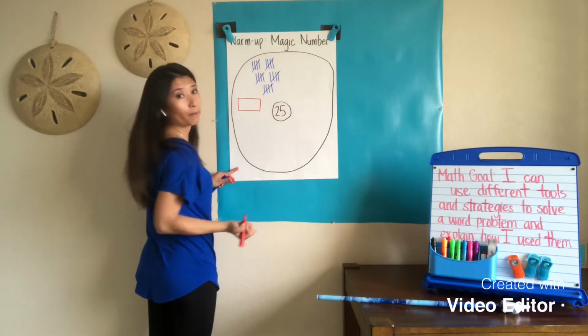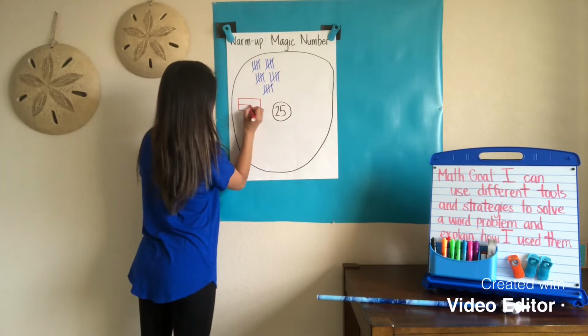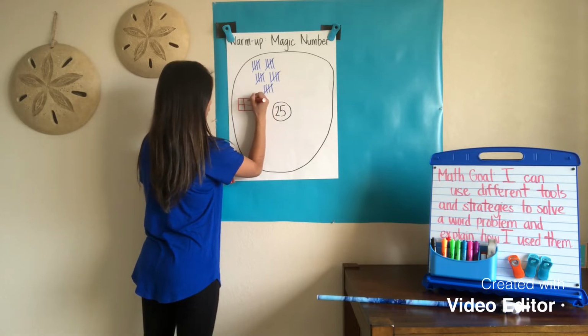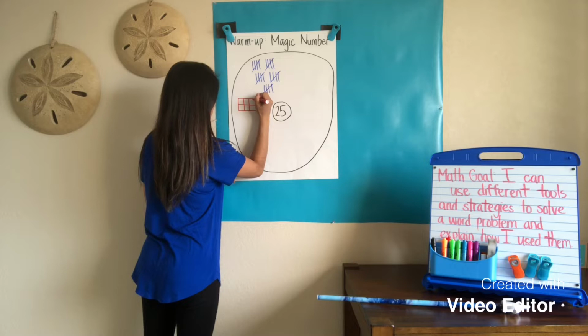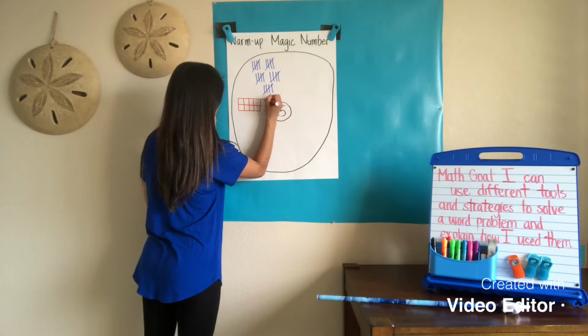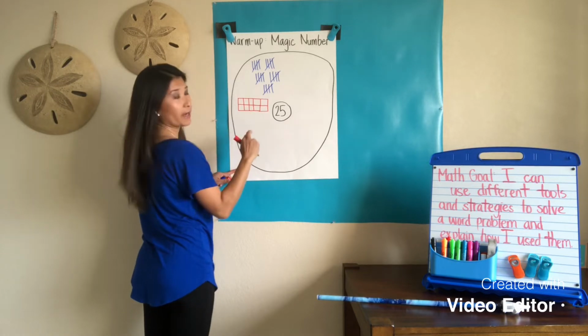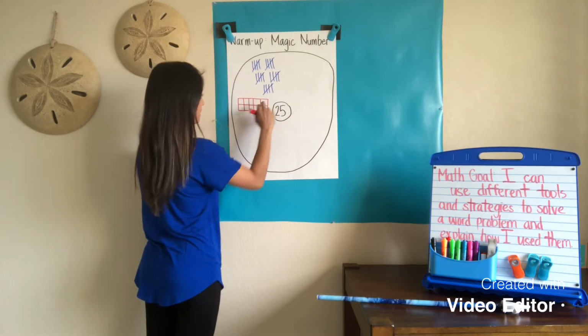Maybe you used 10 frames to show the number 25, and if you remember, you just draw a big rectangle, draw a line, so you divide your rectangle in half. You could draw 4 lines, 1, 2, 3, 4. Double check, your 10 frame should have 10 boxes, 2, 4, 6, 8, 10.